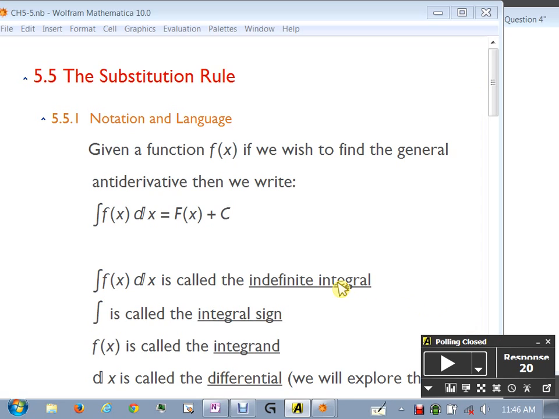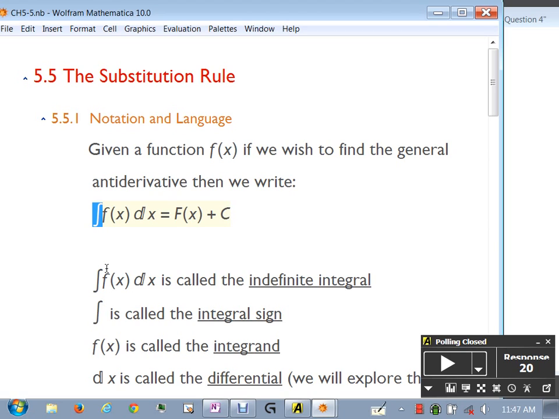So before we do that, though, we need to get some notation down. Instead of me saying, hey, find me the general antiderivative of this function, over and over, we have a symbol that we use for it. So if someone gives you a function, little f of x, and they want you to find the general antiderivative of it, they use this symbol right here.